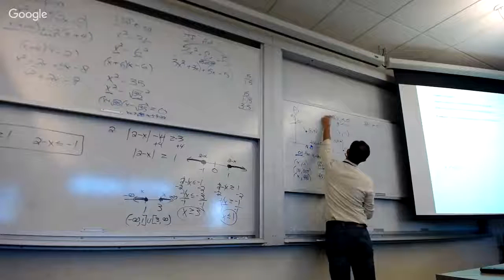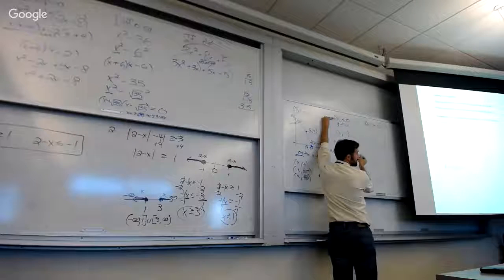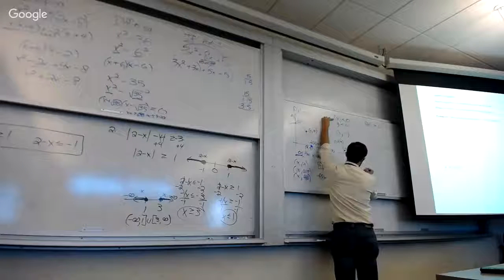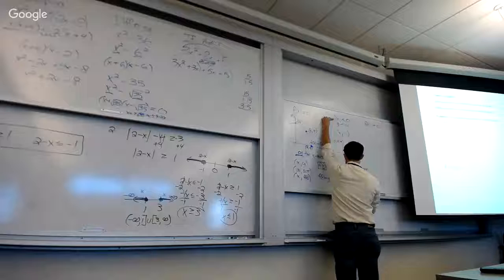When we say f of x is less than 0, we're talking about that part of the graph that is below the x-axis. So when the graph is below the x-axis.